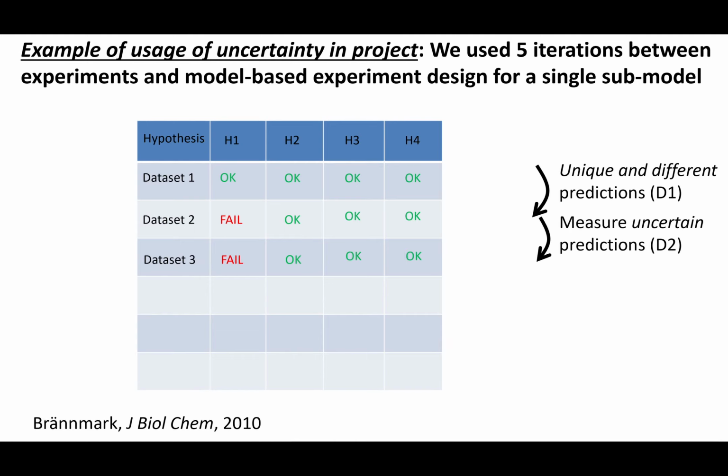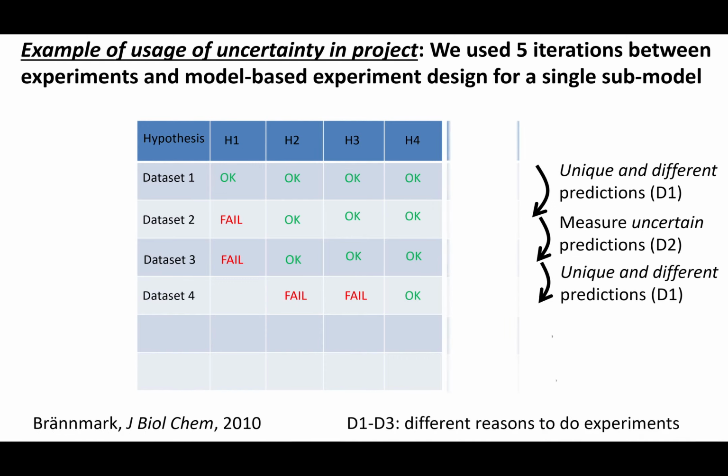And then the second type is if you don't have that many core predictions and you want to identify the parameters better, then you should measure something that is as uncertain as possible. Then you don't reject any hypothesis, but you will identify the parameters better. And once you have that, you can do more discriminatory design.